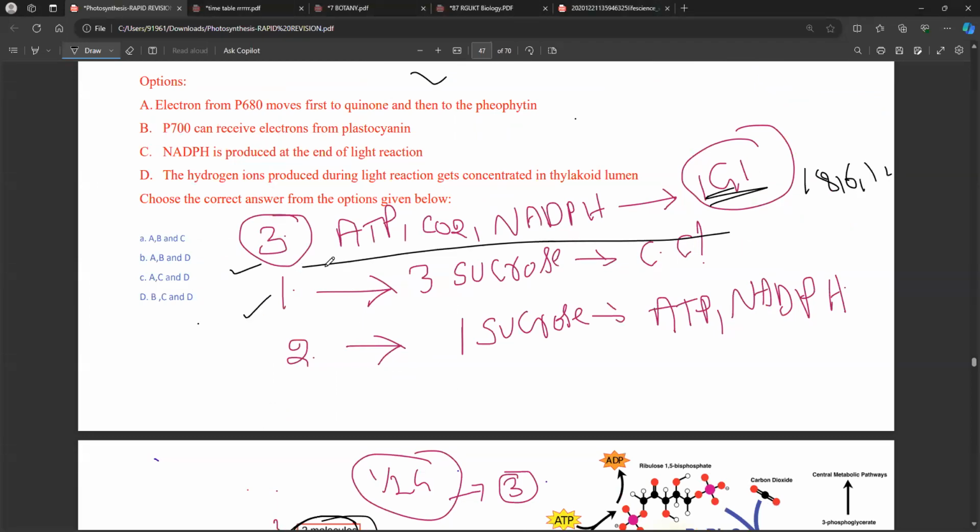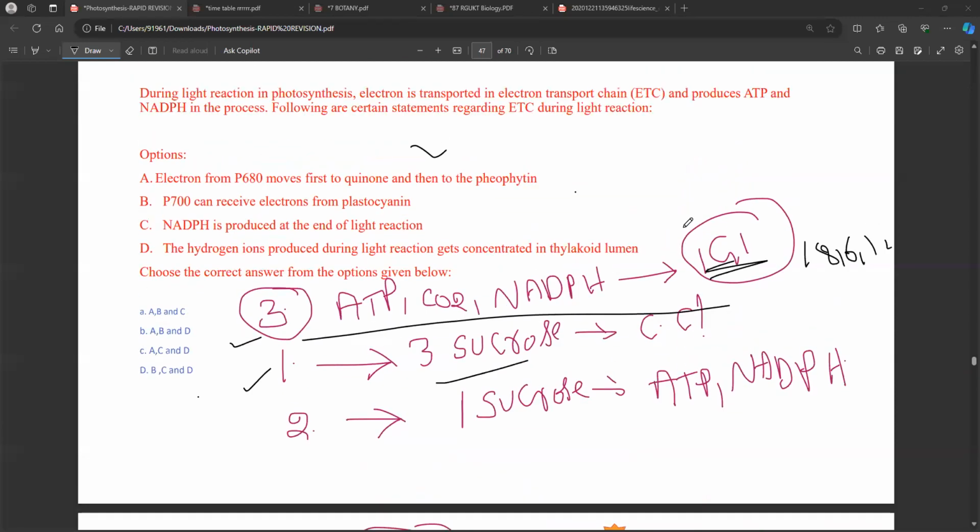Now answer for question number 1 and 2. What is question number 1? How many Calvin cycles are required to produce 3 sucroses? Okay, all the students answer my question. Every student answer. Wonderful, wonderful.